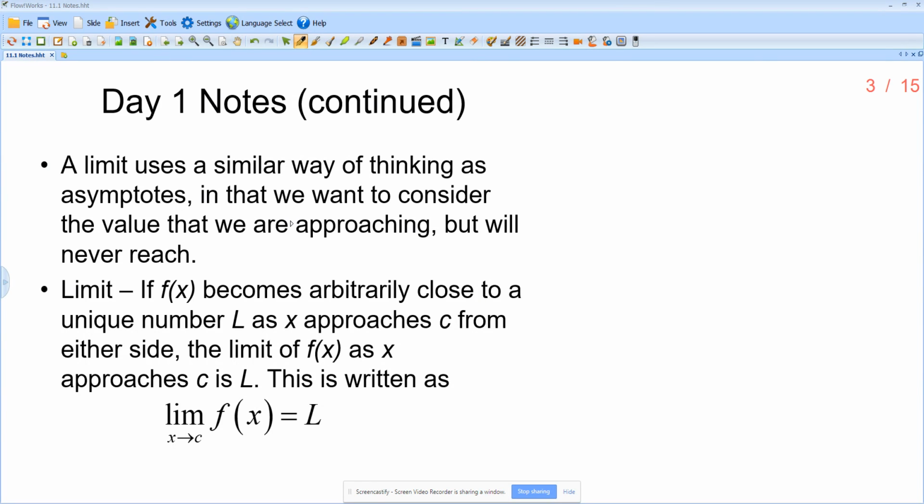Now, sometimes the value that you are approaching is something that you do reach. But the more interesting cases are the cases where it's not. So let's define a limit.